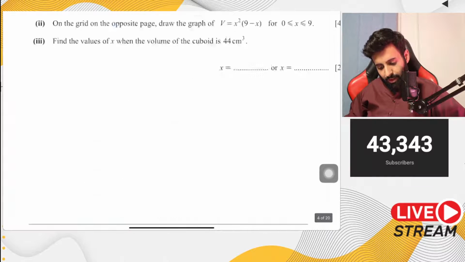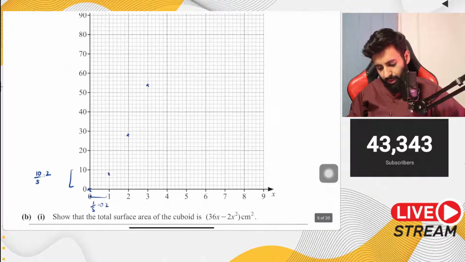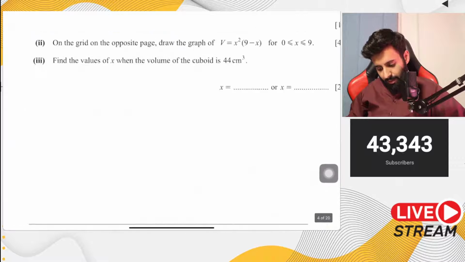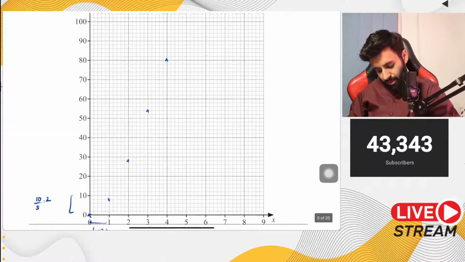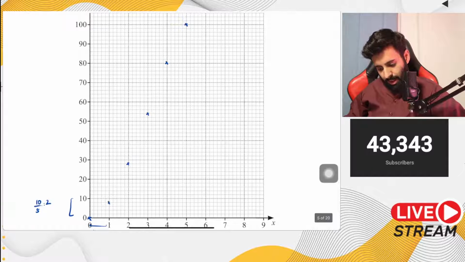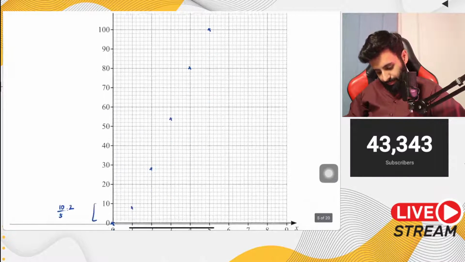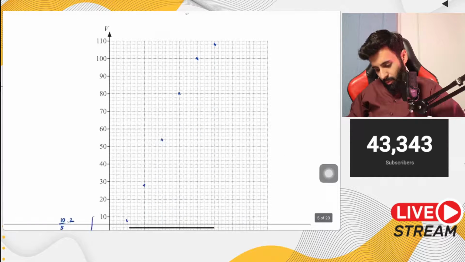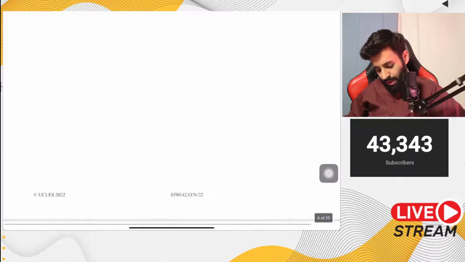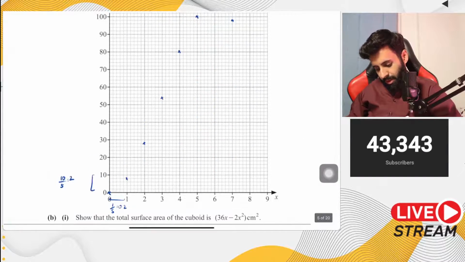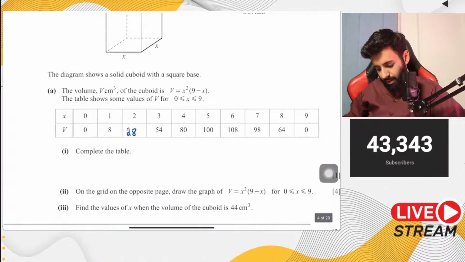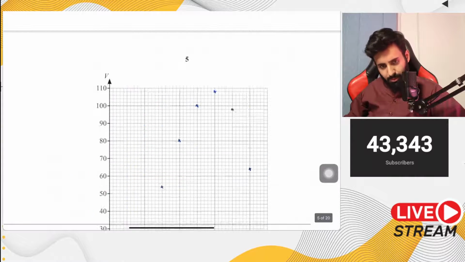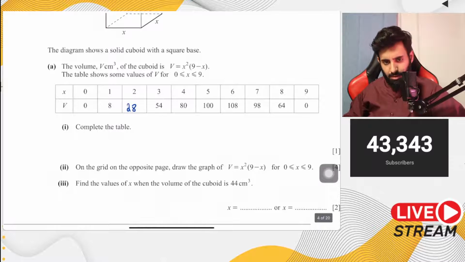Okay, and then at 3 it's 54, so I've already marked that. At 4 it's 80, so that should be easy to mark. At 5 it's 100, so again pretty easy to mark. At 6 it's 108. At 7 it's 98, so that's going to be 1 less than 100, so that's right here. At 8 it's 64, and finally at 9 it's 0, so back to 0 at 9. Okay, now let me make sure I haven't skipped a point or anything.